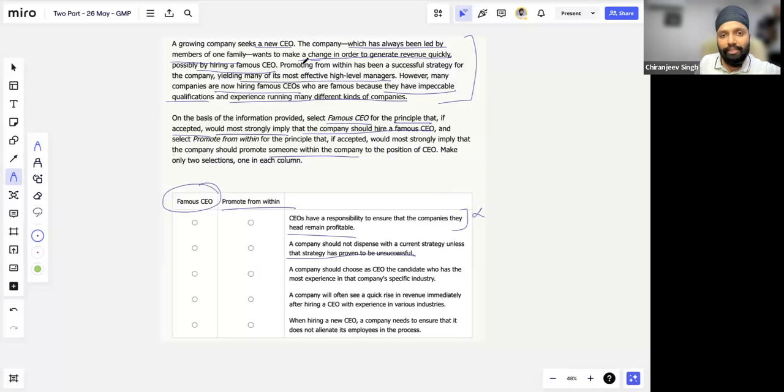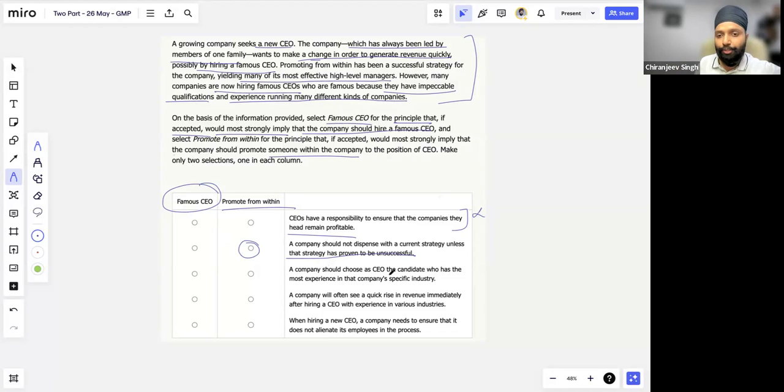A company should not dispense with the current strategy unless that strategy has proven to be unsuccessful. Okay, so this aligns with promoting from within. We know that it has been a successful strategy, so the company should not dispense with it because it is still successful. In that case, the company should promote from within. This would very strongly imply that the company should promote from within. So I got an answer for this column.